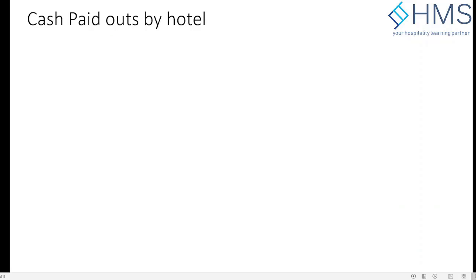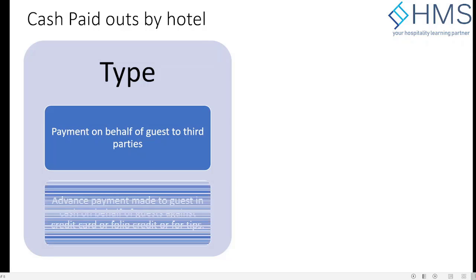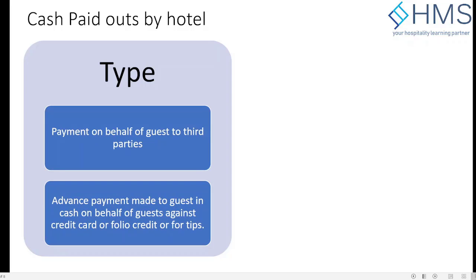Okay. Then there are cash paid outs by the hotel. So usually you can pay cash on behalf of third parties, or you can make a payment to the guest himself, on behalf of the guest against the credit card, or on the folio credit, or for tips, or for babysitting services, or for anything else. So there's usually a defined task list, like reasons why the hotel guest can get paid out, right? Especially from the credit card.